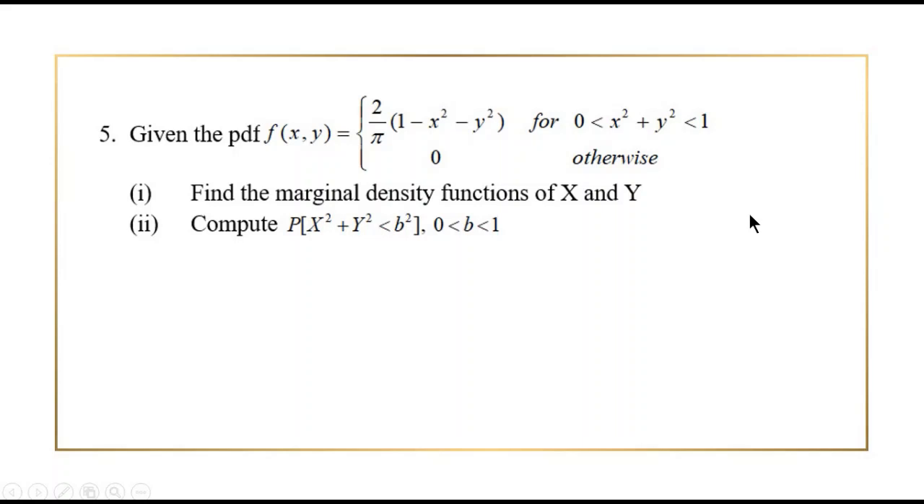Next question: the PDF is given where the region is 0 less than x square plus y square less than 1. We have to find out the marginal density functions of x and y. Also compute the probability that x square plus y square is less than b square, where the value of b is from 0 to 1.